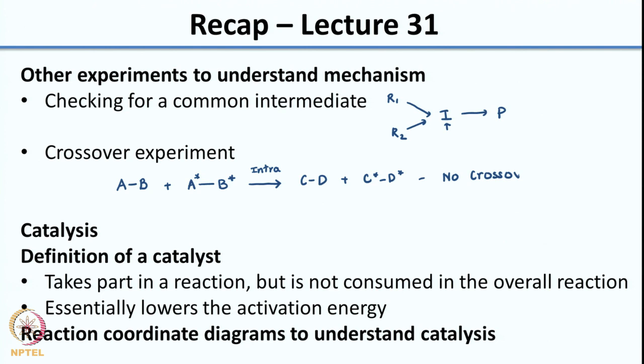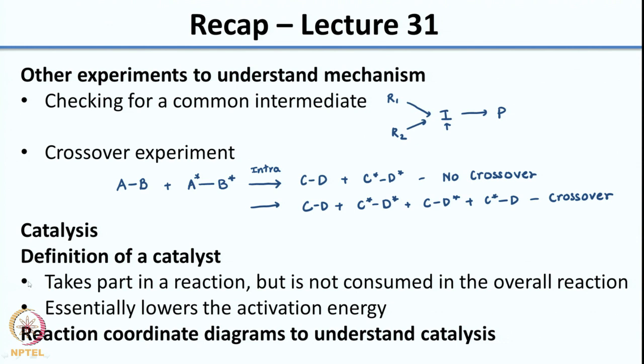The other situation is where it involves ionization or fragmentation. In that case, the products you get would be CD plus C star D star as before, but you also see what is called crossover. So you will see CD star and C star D. So you see crossover. So we also looked at examples as to how this can be used to determine whether the reaction is going by an intramolecular rearrangement or fragmentation.